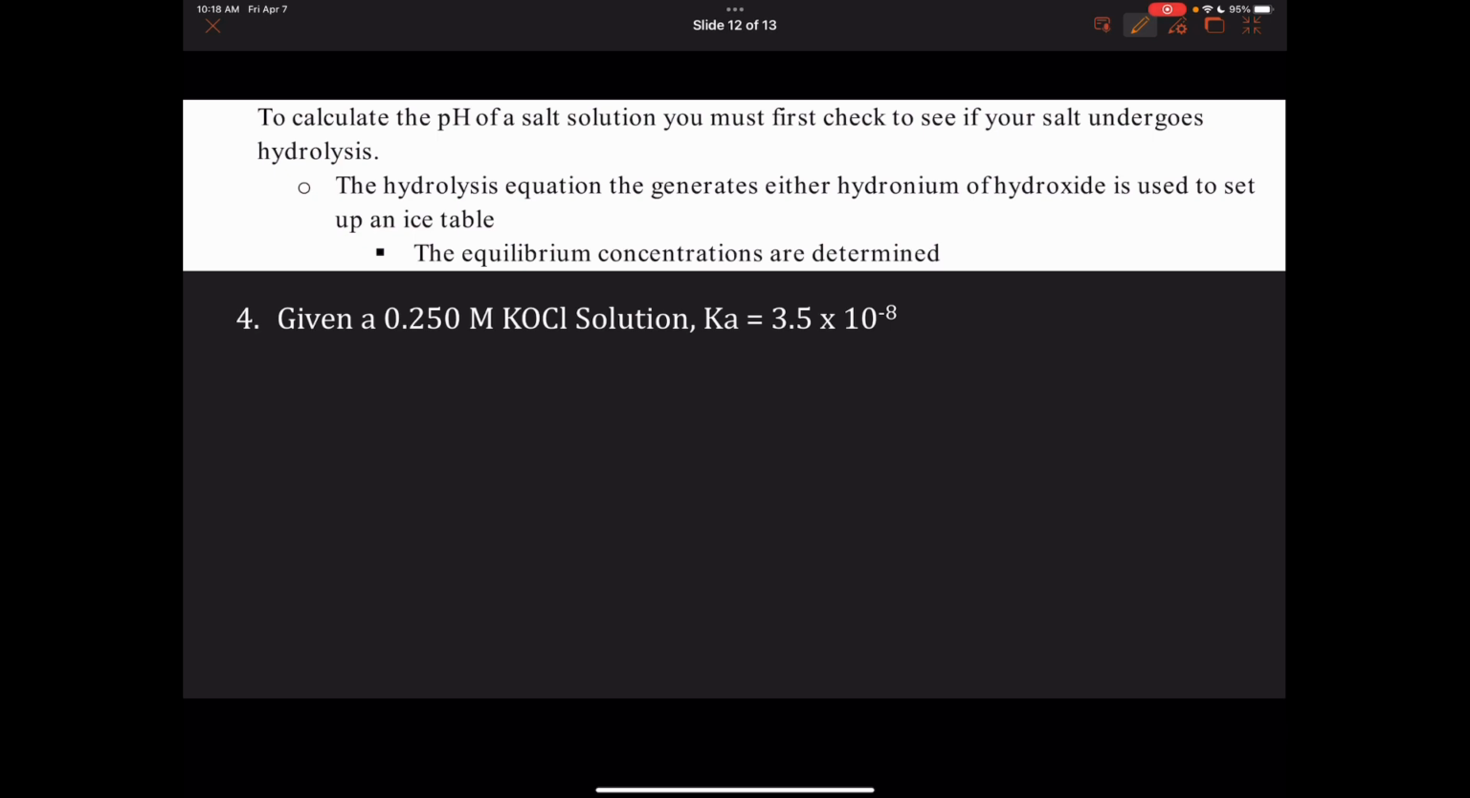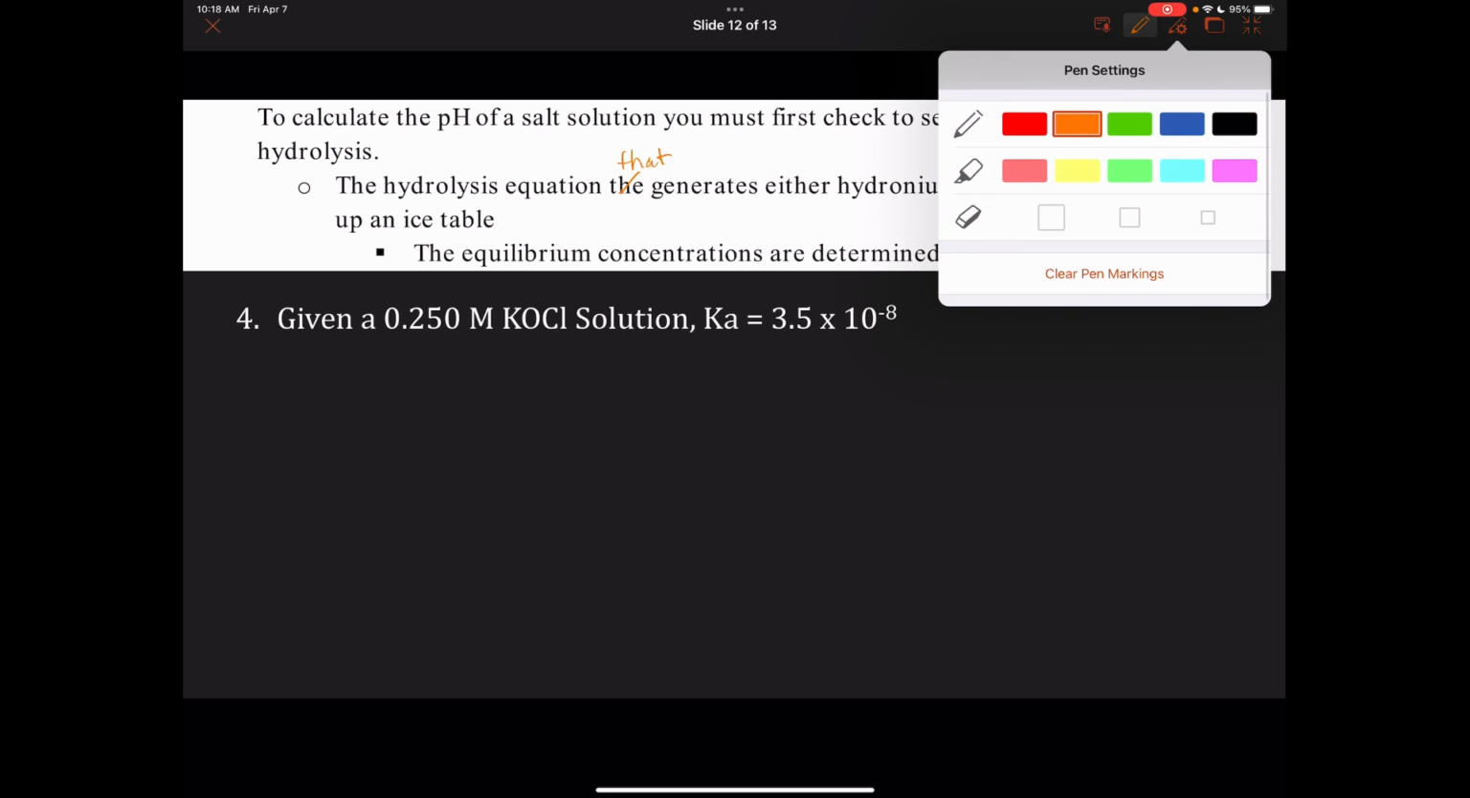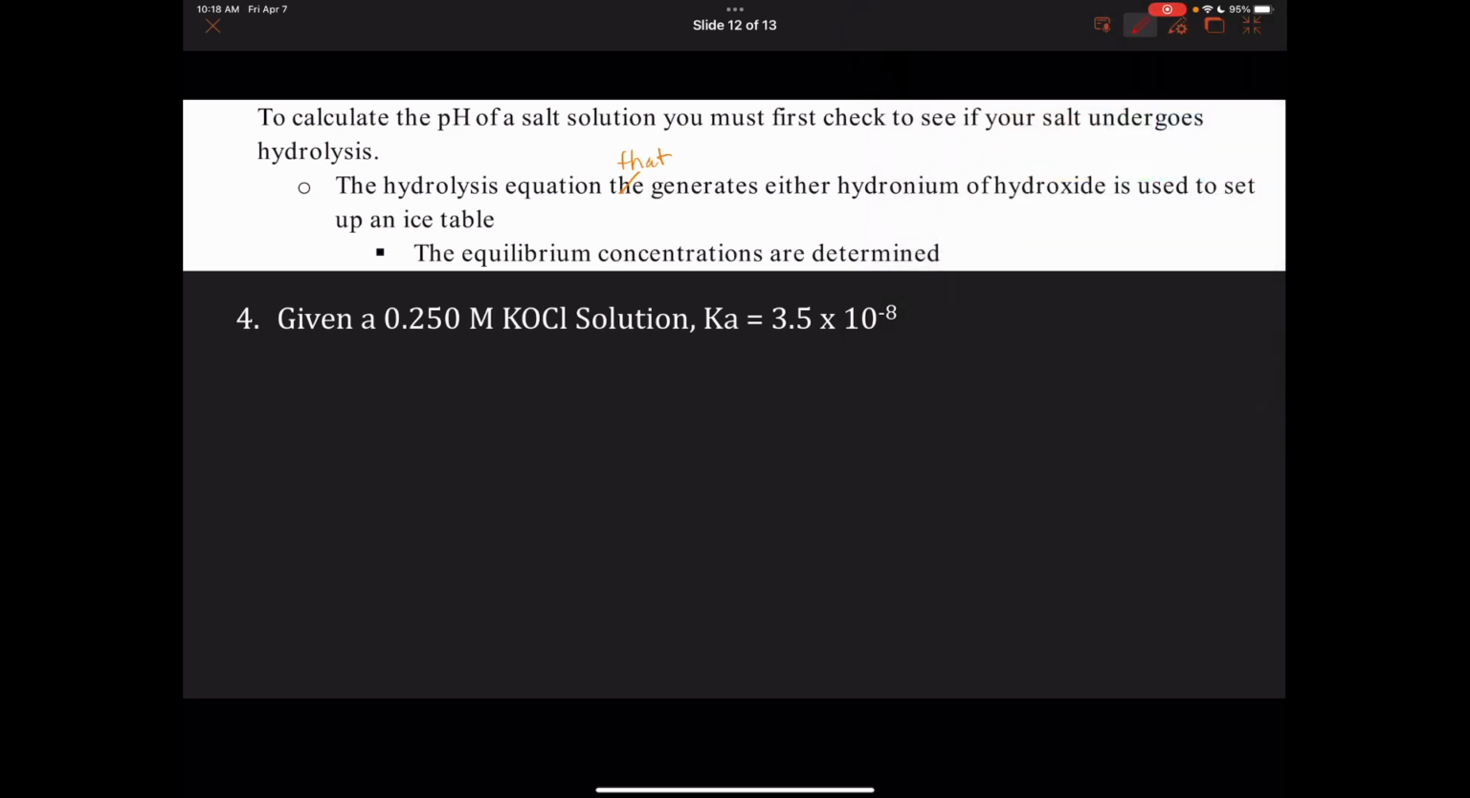The hydrolysis equation that generates either hydronium or hydroxide is used to set up an ICE table. With that ICE table, we determine our equilibrium concentration. Just like with our straightforward acids and bases, our pH is dependent on equilibrium concentrations.